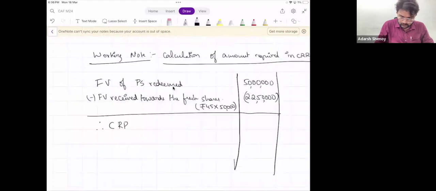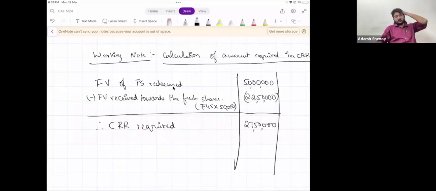Therefore, CRR required is 27 lakh 50,000. So this is how we are going to replace the capital which is being redeemed. 50 lakhs capital is being redeemed. In that, 22 lakh 50,000 new capital has come into the business, and the remaining 27 lakh 50,000 CRR will be created.